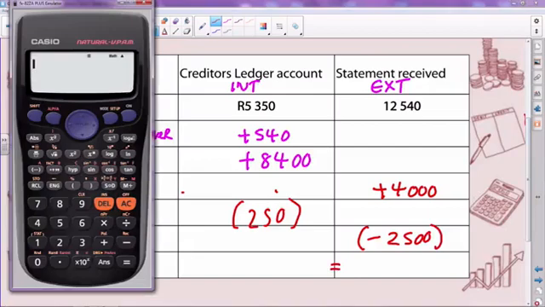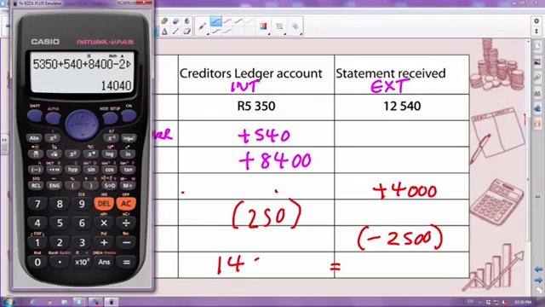So we've got our creditors ledger, 5,350 plus 540. Then we've got another plus 8,400. And then we're going to minus 250. And that gives us 14,040. Okay, right, let's now go to our statement received.